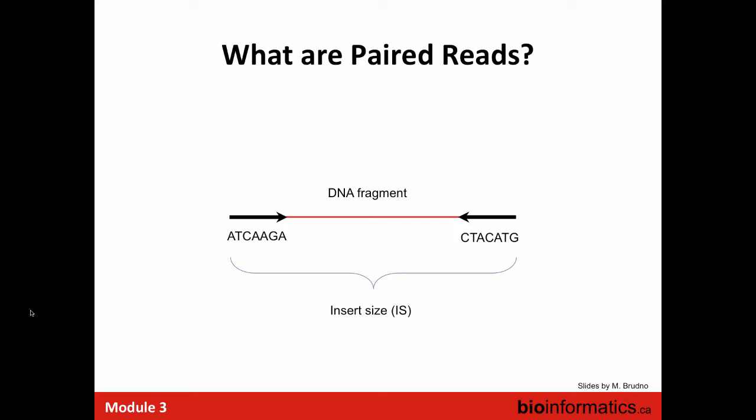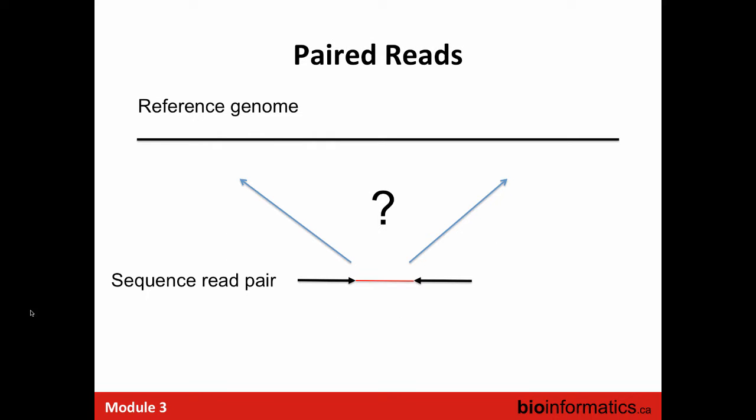So now we have this constraint that we know, okay, we have 200 bases of sequence and they're separated by 300 bases, and that allows the mapper to have more information to know where to place reads. So to illustrate that, let's say we're now sequencing a read pair. We want to figure out where this is.